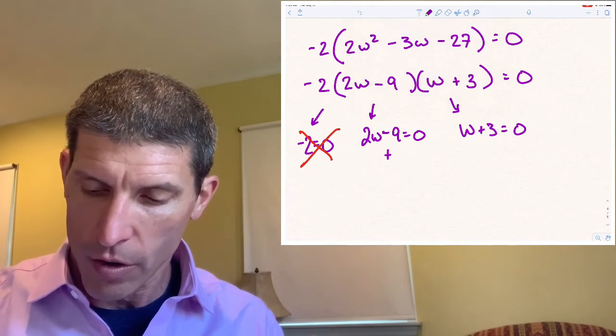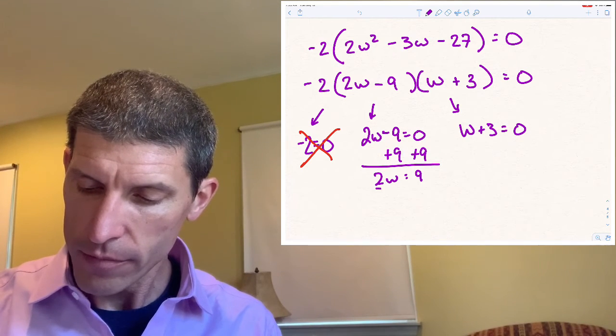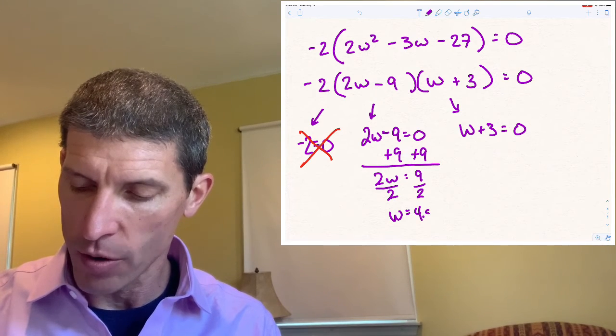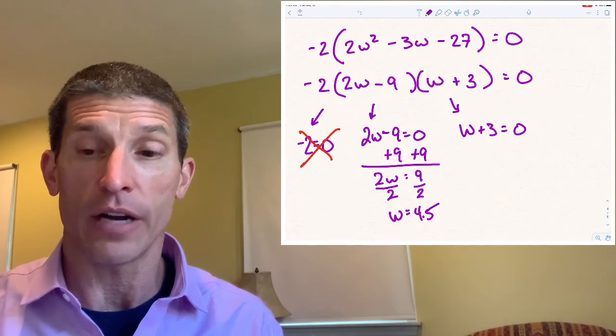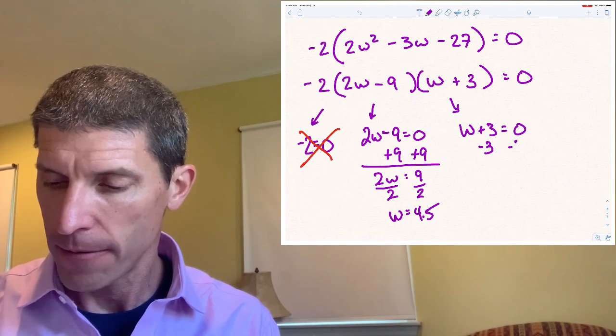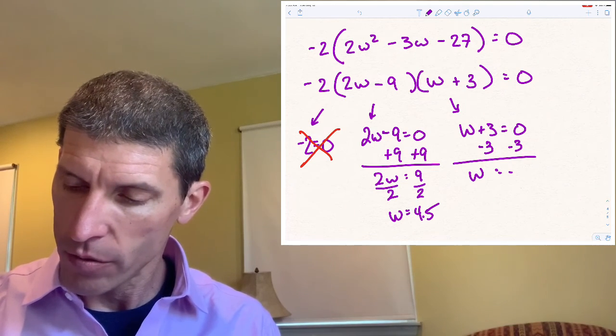On the other one, we would go ahead and add 9. And we divide by 2. And I'm just going to go with the decimal here, 4.5. You could leave it as 9 halves. You could make it 4 1/2. That would be all fine. Oops. And w is -3.